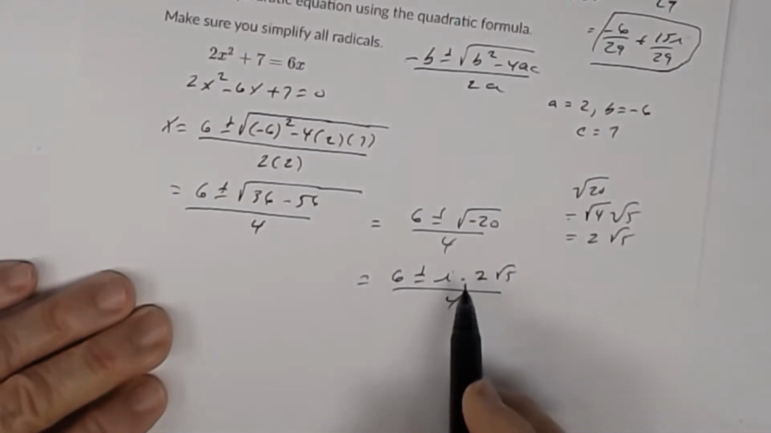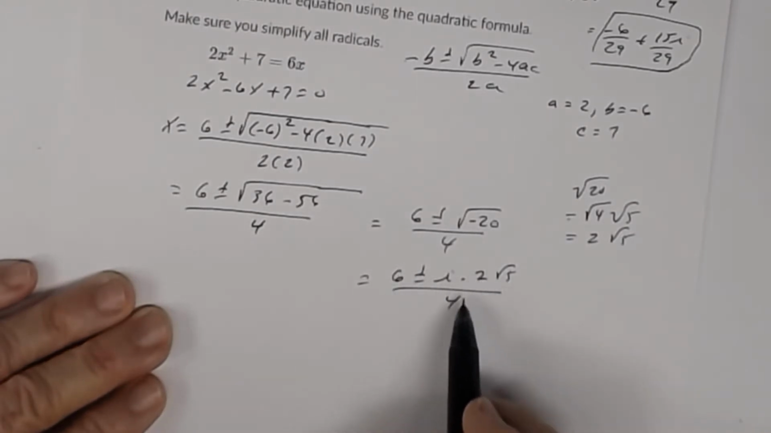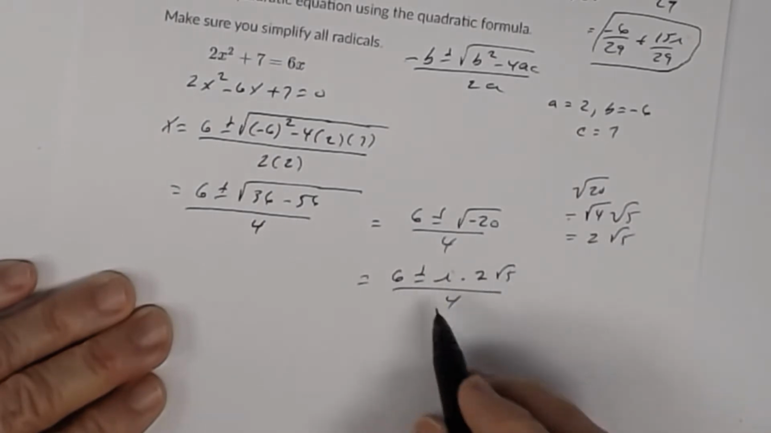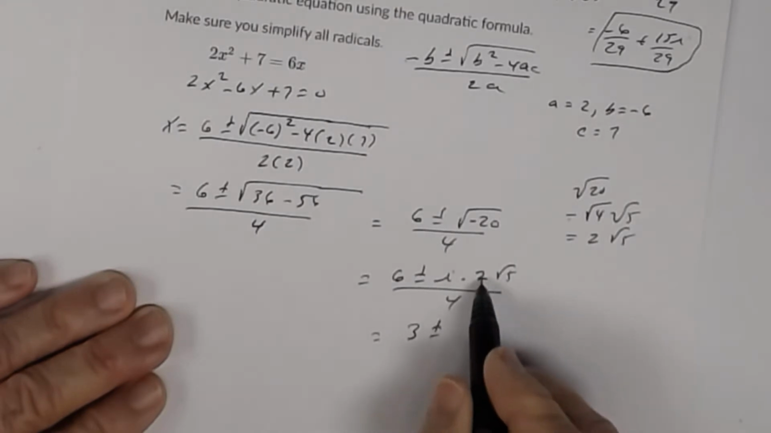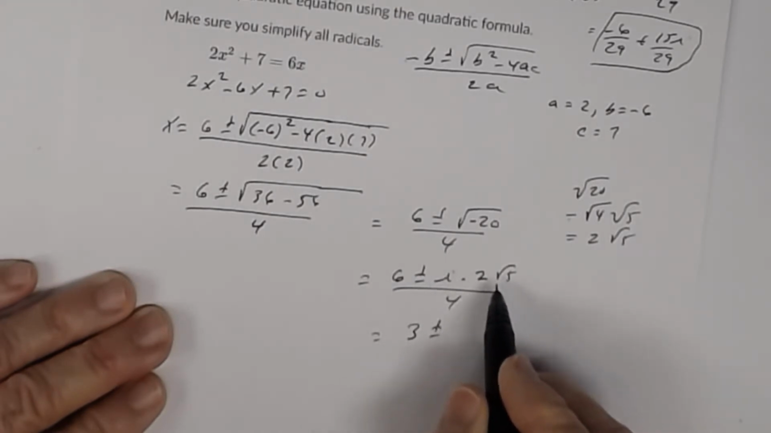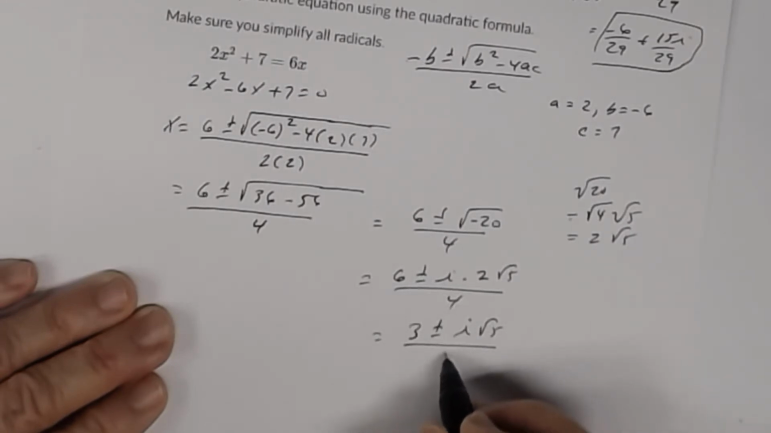Now I'm going to go ahead and rewrite this in a different way, but also keep in mind that I can reduce the 6, the 2, and the 4. 6, 2, and 4 are all divisible by 2. So when I rewrite this, 6 divided by 2 is 3, plus or minus 2 divided by 2 is 1, so I'll have i square root of 5, divided by, and then 4 divided by 2 is 2.